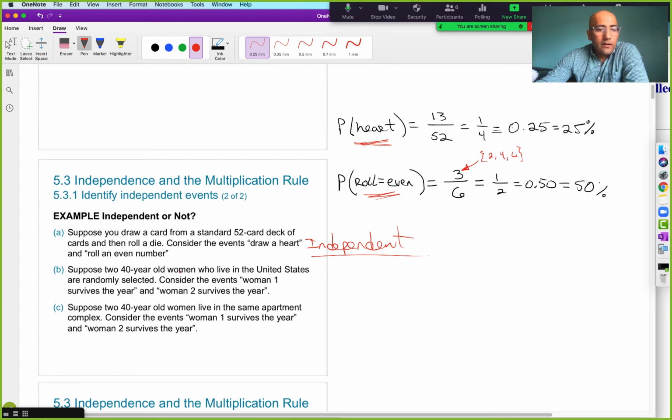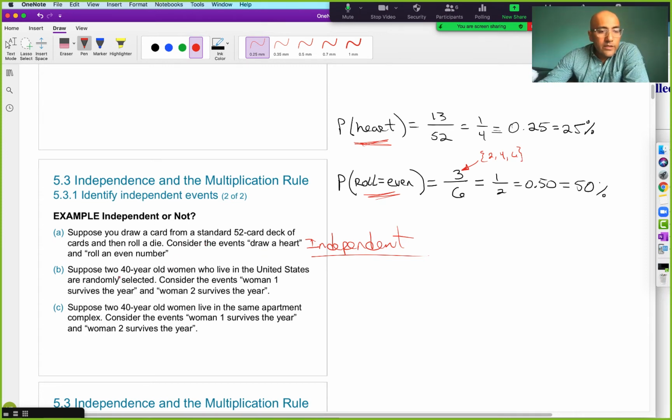Okay? All right, another case. Suppose a 40-year-old woman who lives in the United States is randomly selected. Suppose 2 40-year-old women who live in the United States are randomly selected. Consider the events woman number 1 survives a year, and the other event of woman number 2 survives a year.